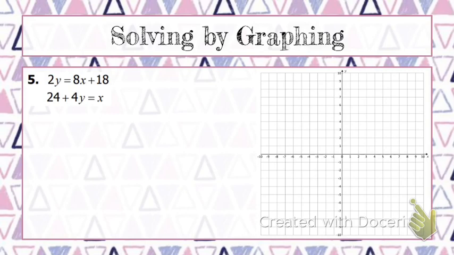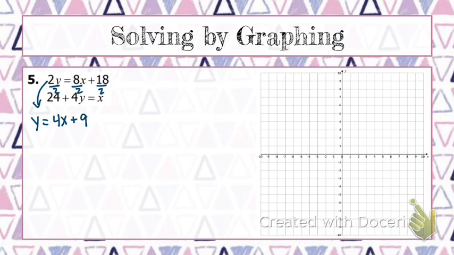So we're going to start by putting them in slope-intercept form. So in this one, everything is in the right position. We just need to divide everything by 2 because we want y to be by itself. And so 2 divided by 2 is 1, and 1y is just y. 8x divided by 2 gives us 4x, and 18 divided by 2 gives us 9. And that equation is ready to graph.